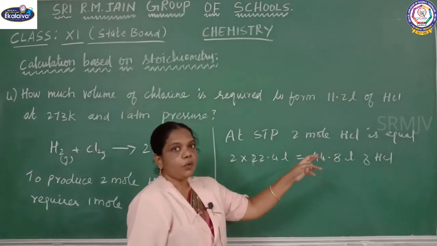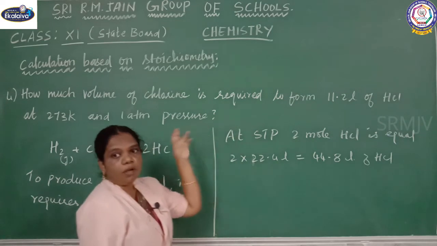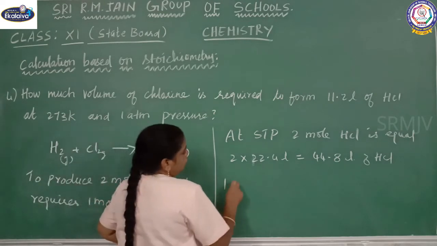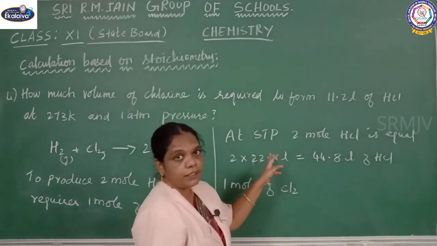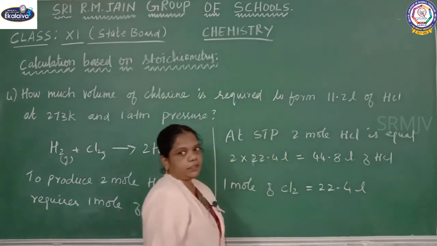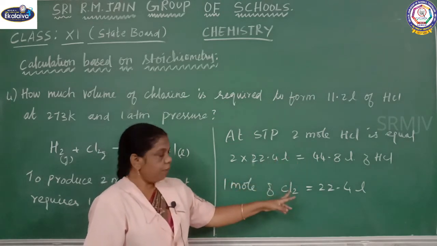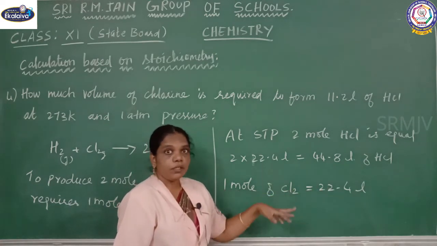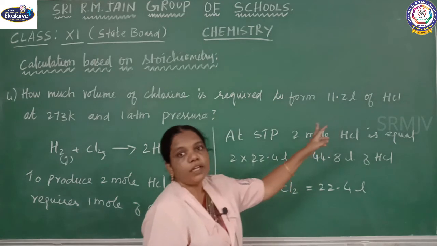So the volume of HCl produced with 1 mole of chlorine is 44.8 liters. Now you want to calculate the volume of chlorine needed to produce 11.2 liters of HCl. 1 mole of chlorine at standard temperature and pressure is equal to 22.4 liters. So to get 2 moles of HCl we need 22.4 liters of chlorine.